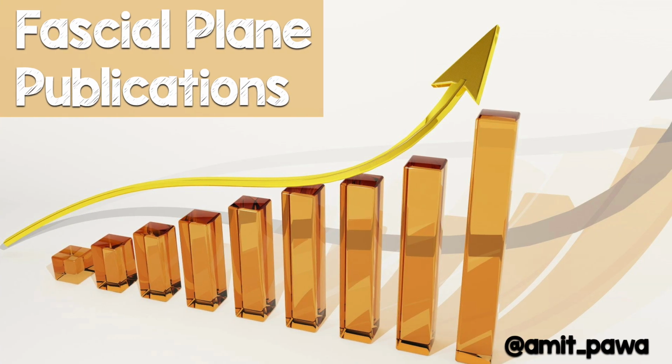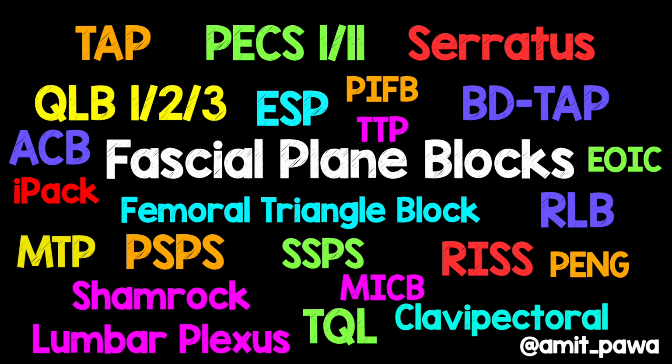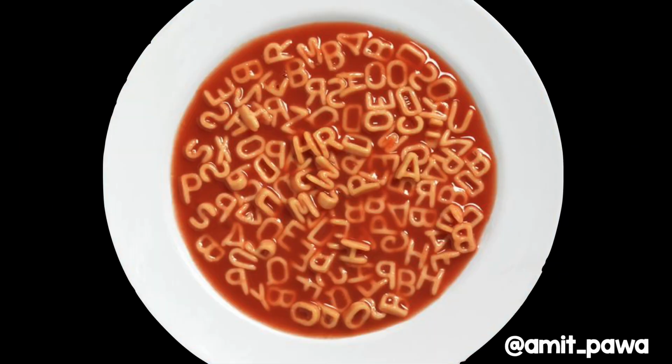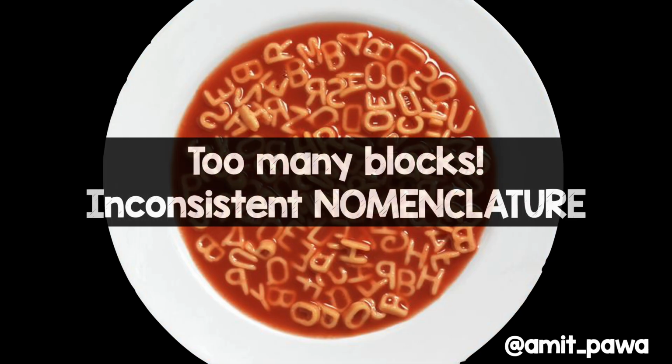And you now know that there has been a rapid expansion of publications just simply looking at fascial plane blocks. The problem is, however, when you look at all of these three and four letter acronyms, it all gets a bit confusing. And I don't know about you, but when I see all of these names, this is really what I see. It's very confusing, and there are literally too many blocks with inconsistent nomenclature.